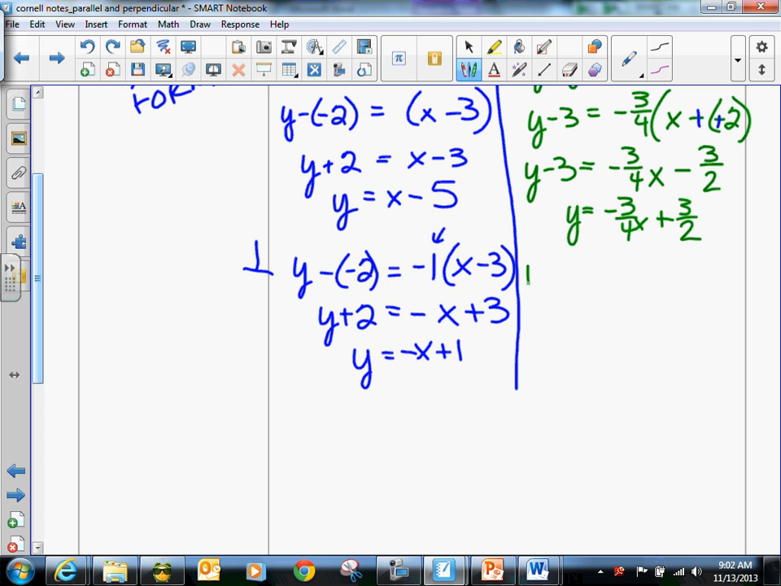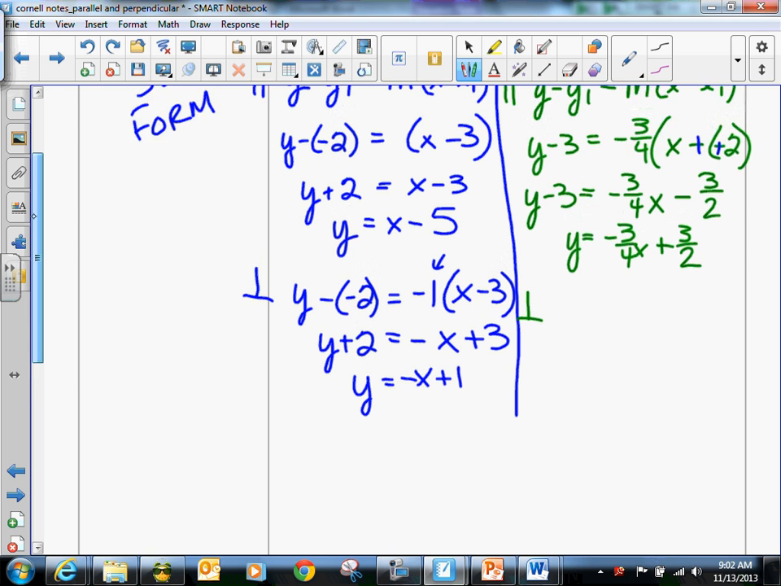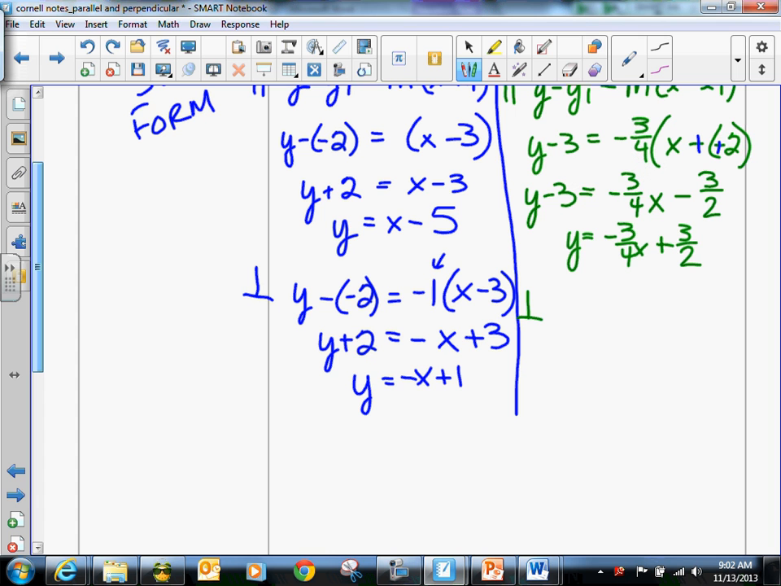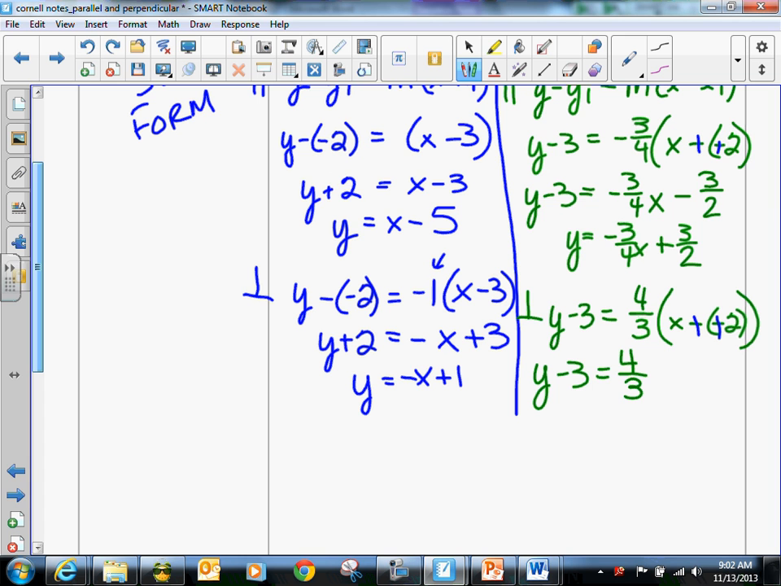Now perpendicular. Okay, the original equation is showing us that it has a slope of -3/4. So I need to have the opposite reciprocal, 4/3, when I put it into point slope form. So it's going to be y minus 3 equals 4/3, that's my new slope, times the quantity x minus -2. And of course, that's plus positive 2. So now I have y minus 3 equals 4/3 x plus 8/3.